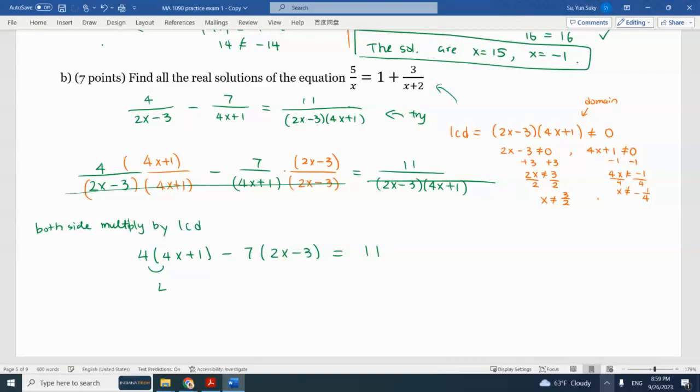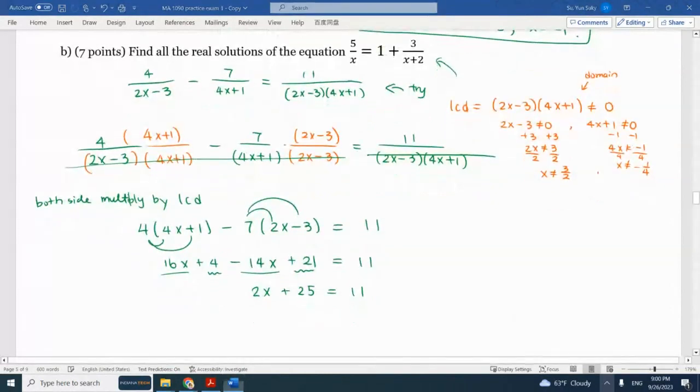We distribute: 4 times 4 is 16x. 4 times 1 is 4. Minus 7 times 2x is minus 14x. Minus 7 times minus 3 is positive 21. And that equals 11. So far, so good, everybody? Now we can combine the like terms. 16 minus 14 is 2x, and 4 plus 21 is 25.